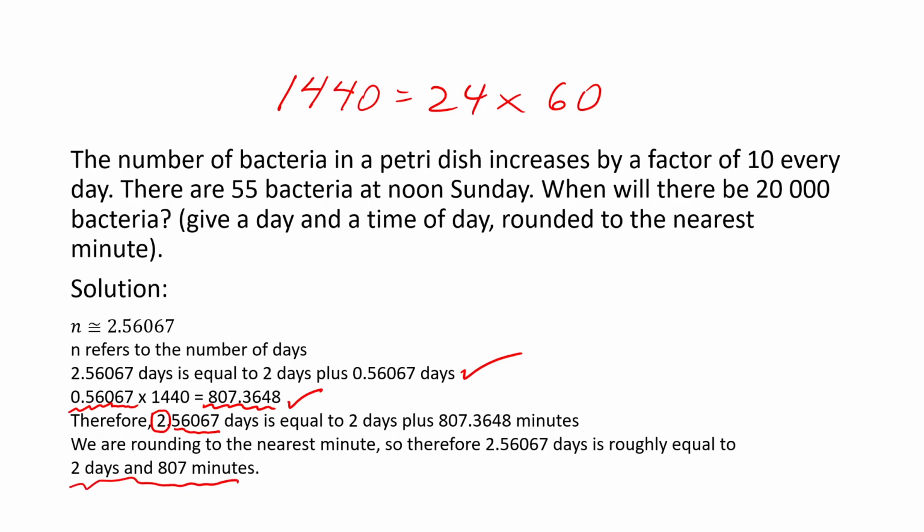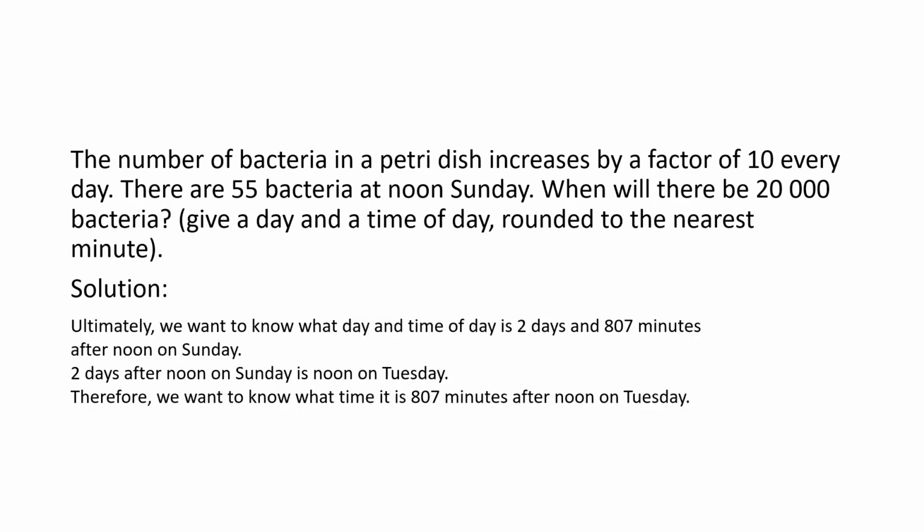Now, we started at noon on Sunday. Well, 2 days after noon on Sunday is noon on Tuesday. So what we really want to figure out is what time is 807 minutes after noon on Tuesday. Okay? So yeah, we want to know 2 days and 807 minutes after noon on Sunday, which is the same as saying 807 minutes after noon on Tuesday.